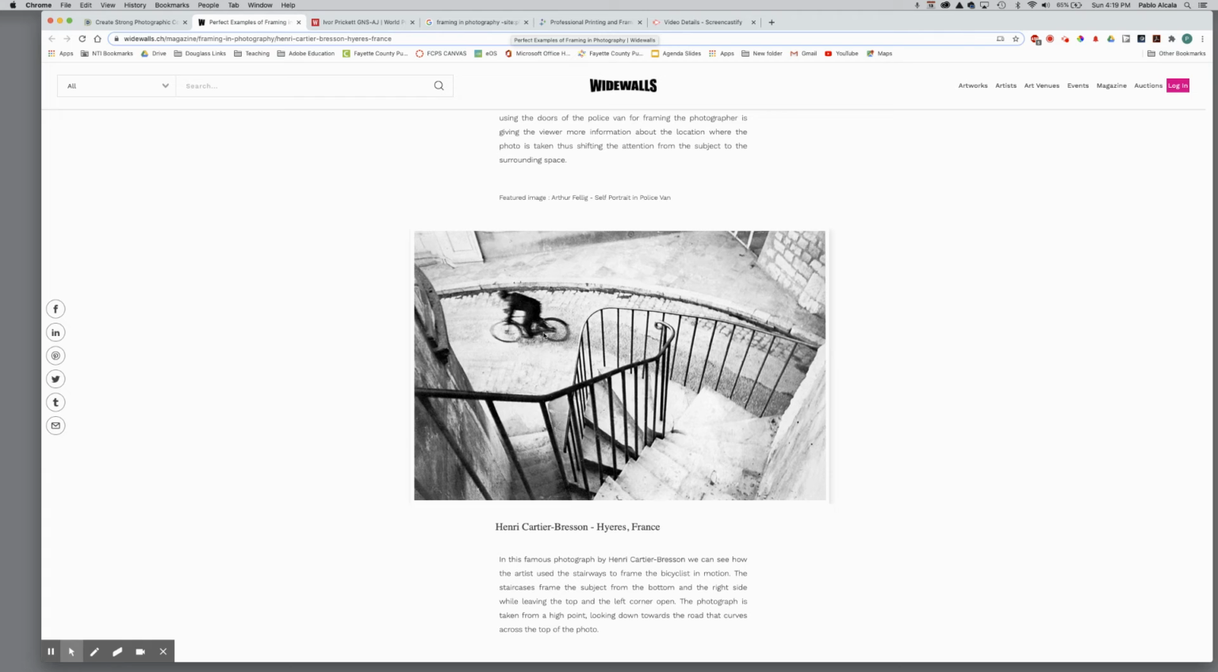Henri Cartier-Bresson. He is also a very famous photographer. He's known as the father of photojournalism. So he didn't put the subject in any physical frame here, but he's using the line of the street coupled with the line of the edge of the wall here and the handrails to frame his subject. So he just used several different elements to turn into the frame that framed his subject.